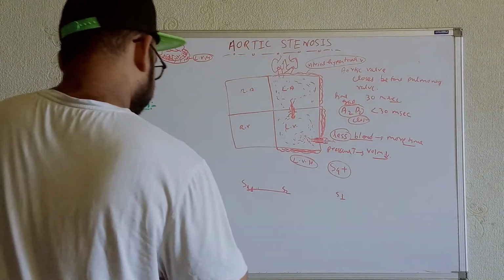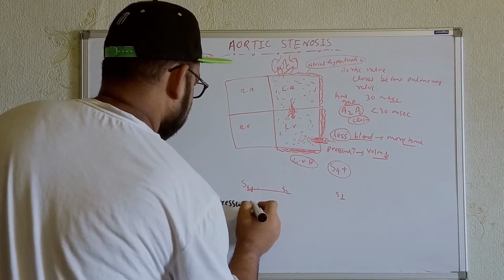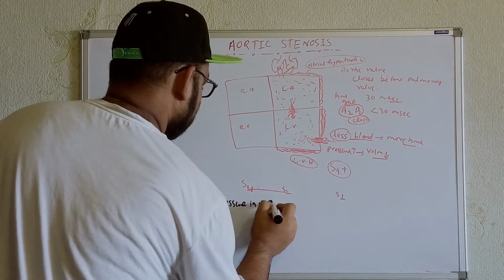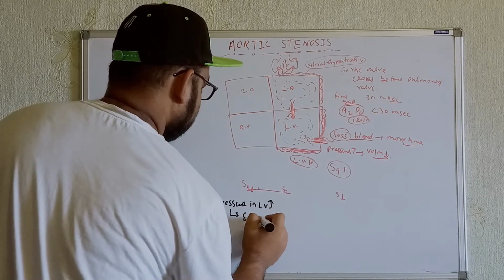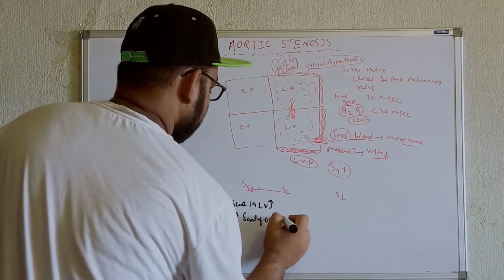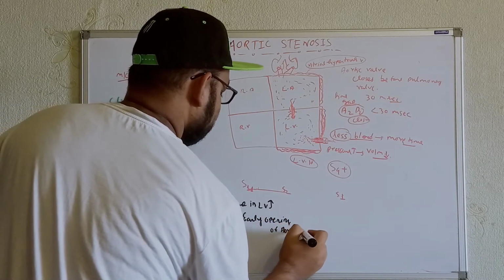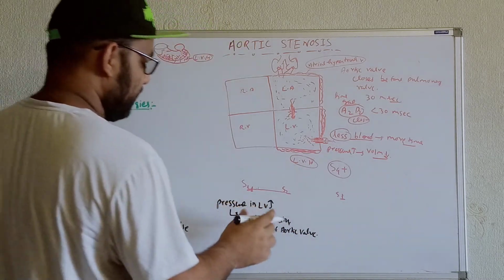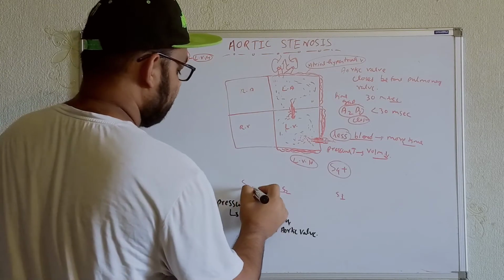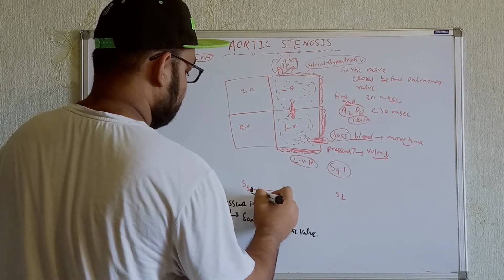So we can say that in these cases we will see what? The pressure in the left ventricle will be rising. Okay, that will increase. As a result we will see early opening of the aortic valve. So whenever we see the early opening of the aortic valve, as a result the ejection click will be nearer to the S1.